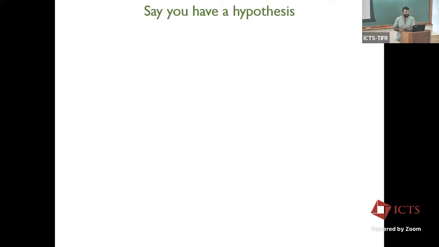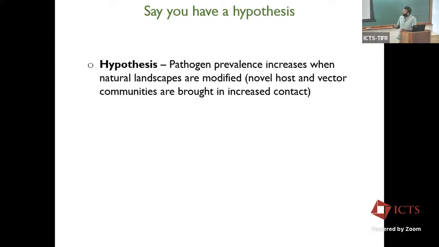And now we'll start off with a broad hypothesis, and I'm sure Ansil has already alluded to a hypothesis in this direction, and it's something that all of us are interested in. A hypothesis is something that is untestable. So is everybody clear about the difference between a hypothesis and a prediction? Anybody not clear about that? I'll anyway just explain what it is. A hypothesis is a very broad, untestable theory. It's like pathogen prevalence is higher when natural landscapes are modified.